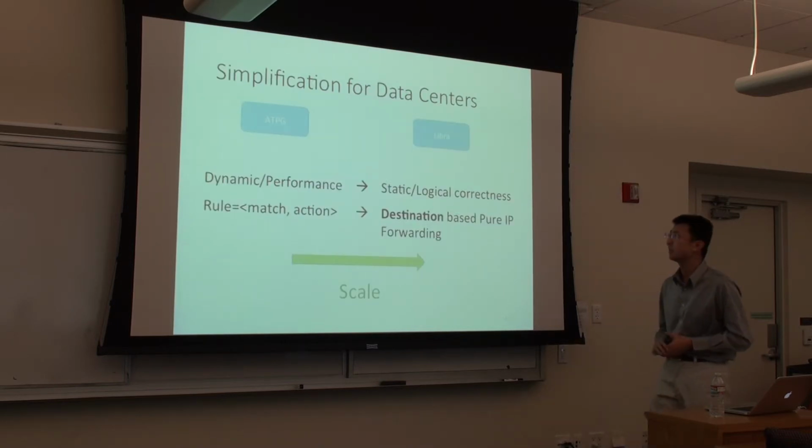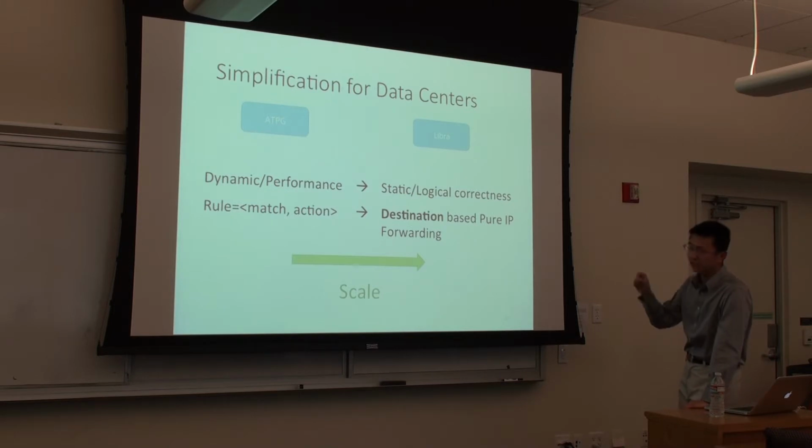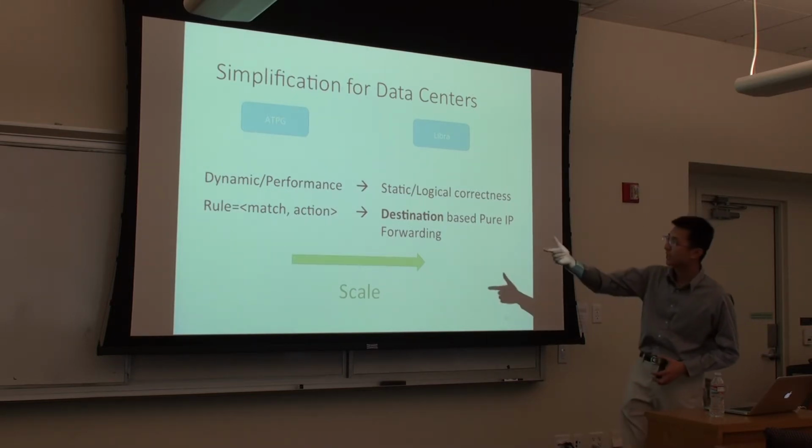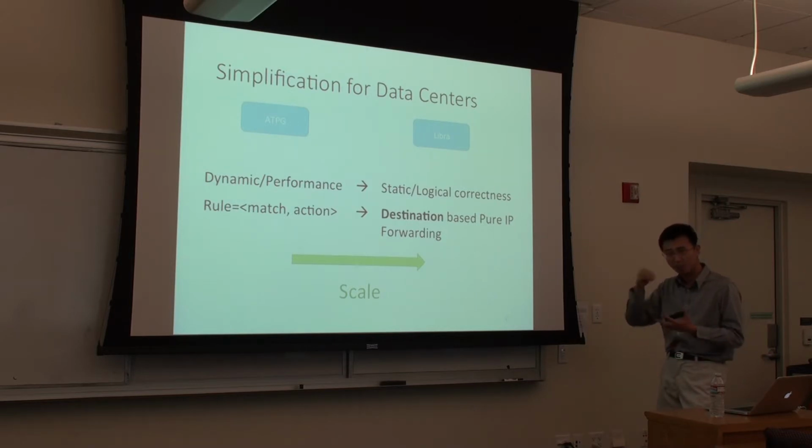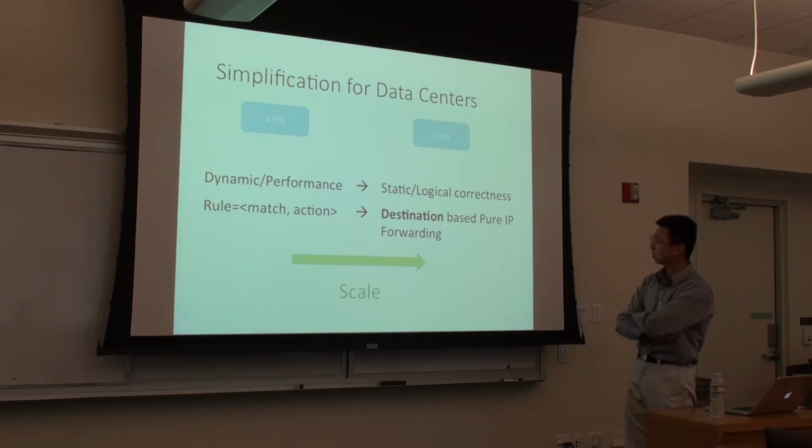So there are two main simplifications for Libra. First, Libra is a static tester rather than a dynamic tester. As a result, it cannot triangulate performance problems, like link congestion problems, but it will be able to do logical correctness checking by reading all the forwarding information. So again, recall that a static tester will not send out test packets, but only reads the information from the data plane.